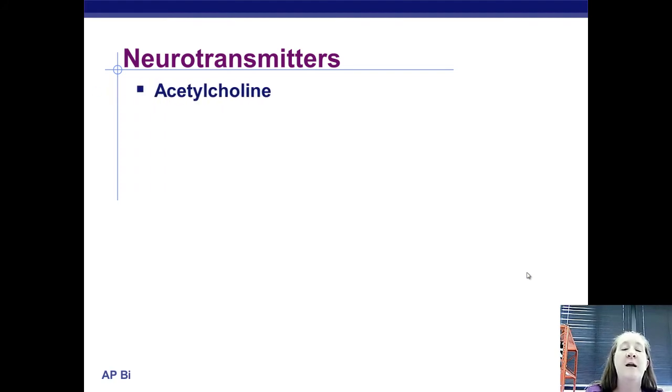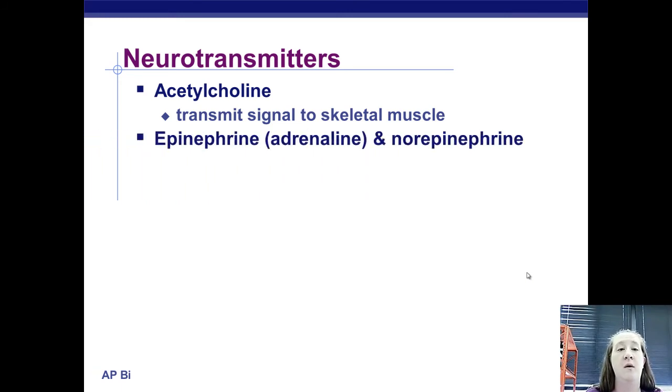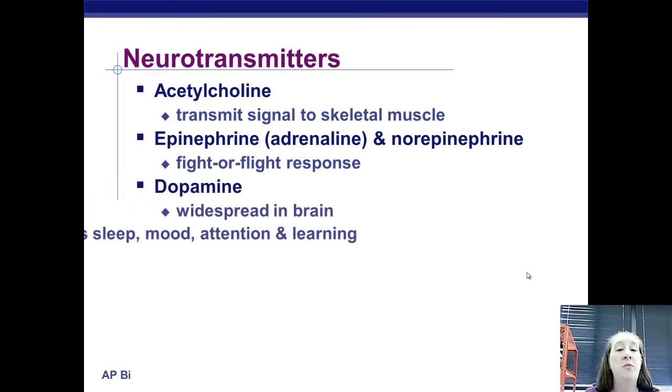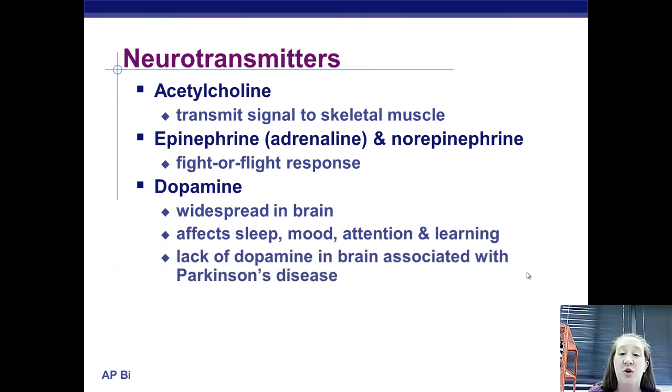There are a lot of different types of neurotransmitters, and you don't really need to memorize these, but you want to just look them over and be a little familiar right now. Acetylcholine is going to signal your skeletal muscles to actually contract and release so that you can move. Epinephrine is going to kick in that fight or flight response when you're nervous about something. Dopamine affects sleep, mood, attention, learning. Lack of dopamine, we've noticed, is associated with Parkinson's disease.